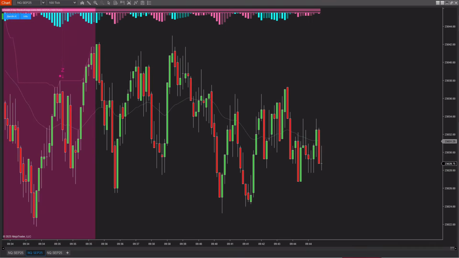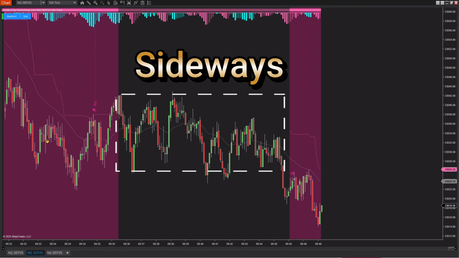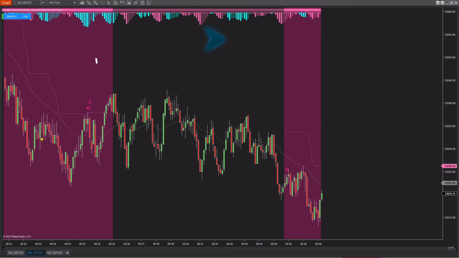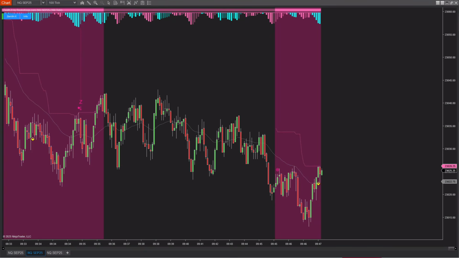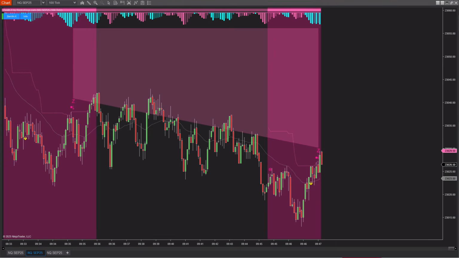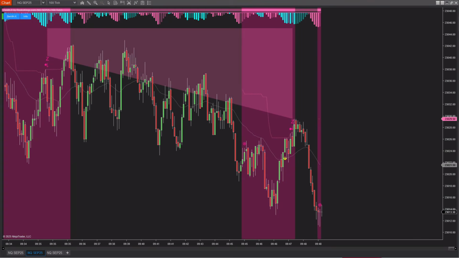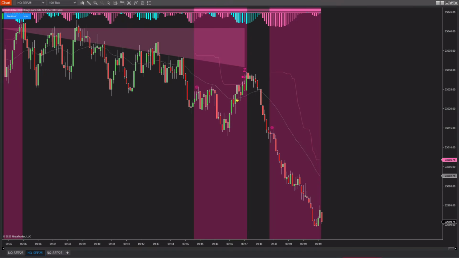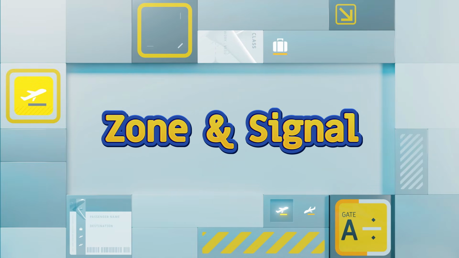Thanks to this mechanism, we can often avoid trading during sideways market conditions, which are typically noisy and high risk. When the pink background reappears, it indicates that the alignment between the MA crossover and higher time frame momentum has returned. The downtrend is once again confirmed, suggesting that bearish momentum is strengthening and the market is likely to continue moving downward.